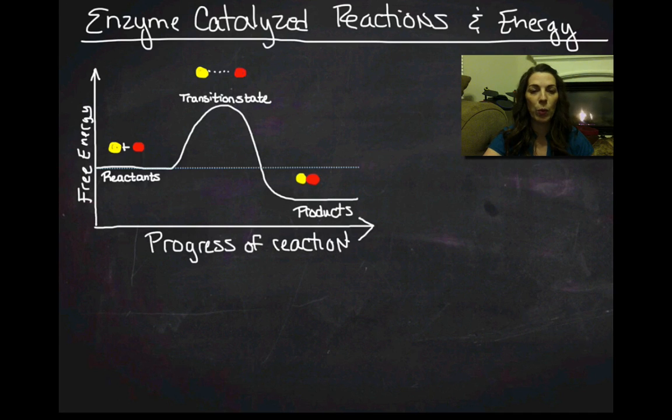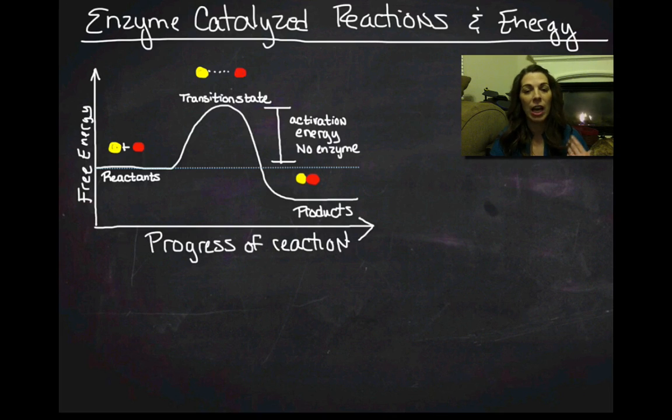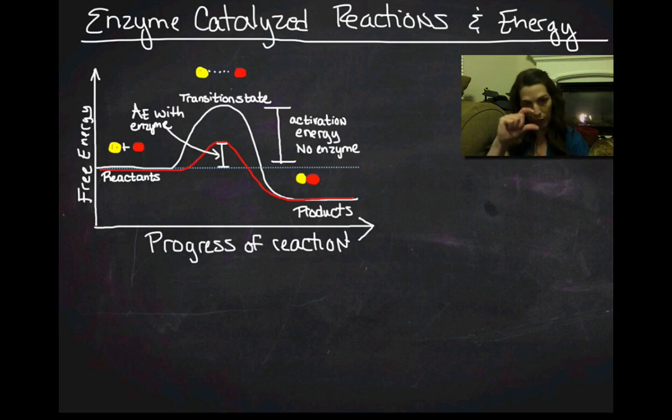So the height of that hill is referred to as the activation energy. And that's the activation energy for no enzyme in this particular example that I drew. The higher the hill, the more activation energy, the harder it is, right? So if that's with no enzyme present, then if I put in an enzyme, which catalyzes the reaction, it lowers the activation energy and makes everything easier and faster, so the hill's just smaller. I'm going to draw a smaller hill. So that would be my activation energy, AE, with an enzyme present, just a smaller hill, okay?